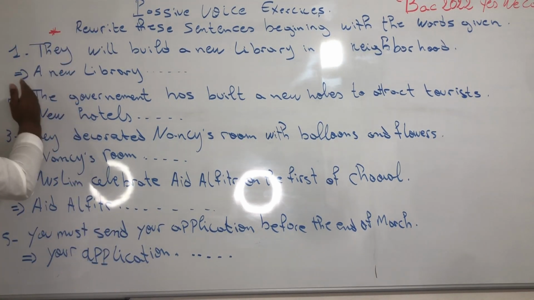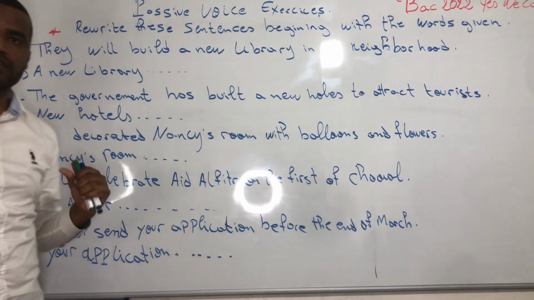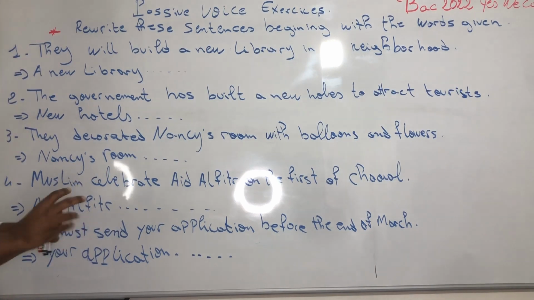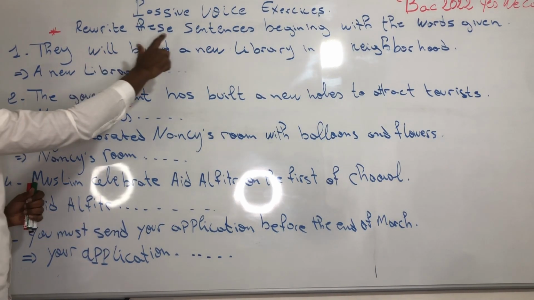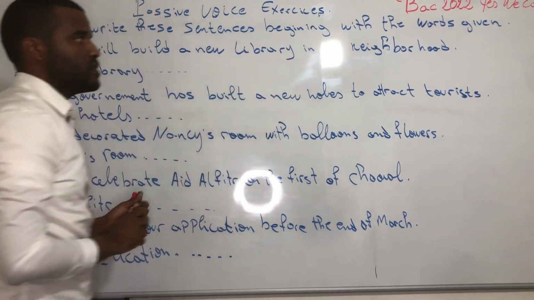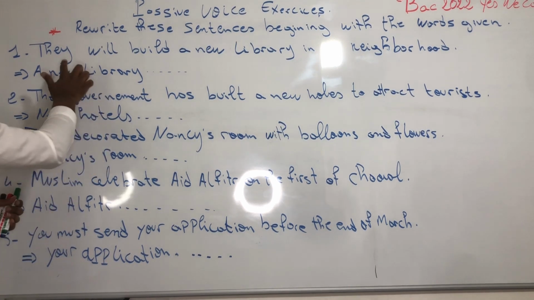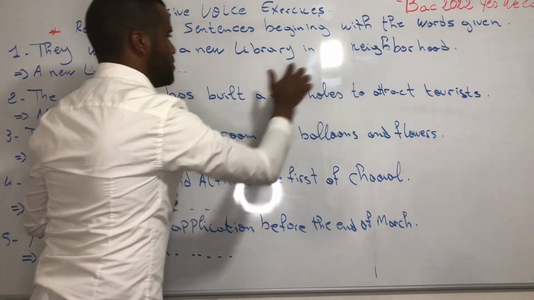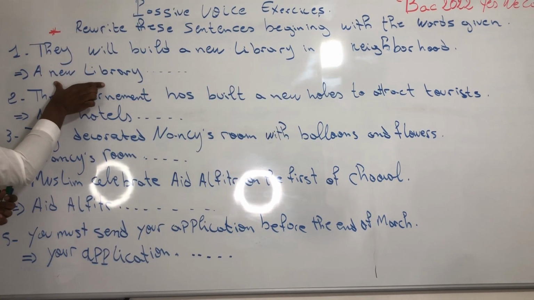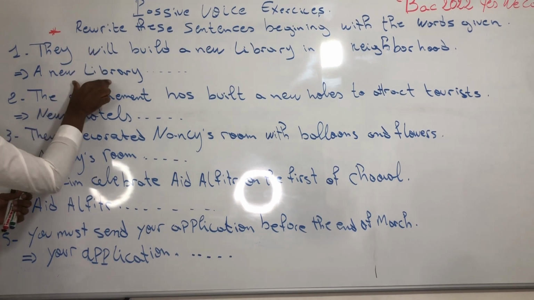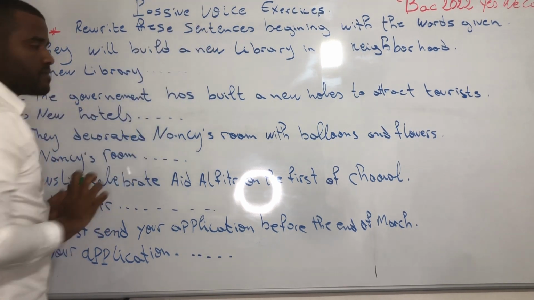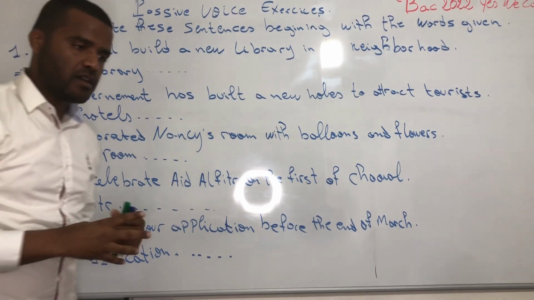These sentences we have here were already in previous national exams. Okay, so first of all we have: rewrite the sentences beginning with the words given. They give you a sentence like this one, then they specify the subject. Okay, you are going to rewrite this sentence using passive voice rules.